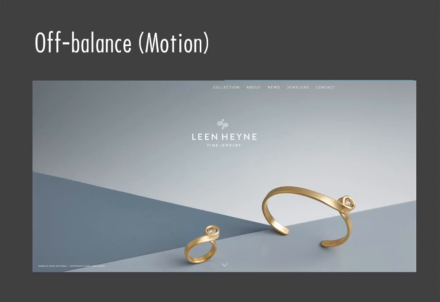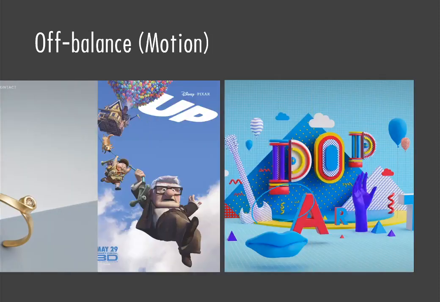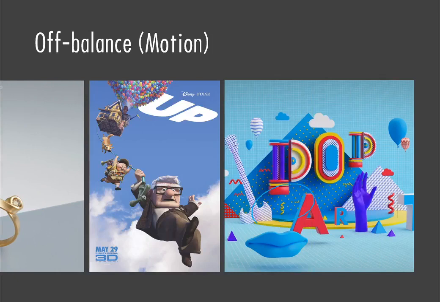Now, for the discordant balance, as I mentioned, it shows motion and action. Here you can imagine the ring is rolling over on this table somehow, right? Or you can say this Up movie poster shows action, or maybe this illustration, where some of the design elements are not staying on the table. The Earth's gravitational force is not working for these objects and they are floating. So it's kind of uneasy and it has motion, but it's fun, right? Yes.